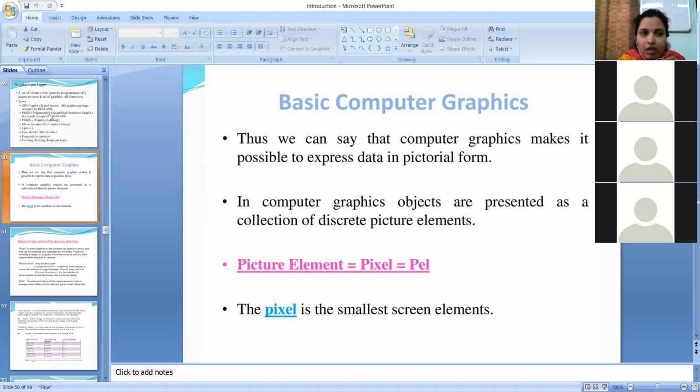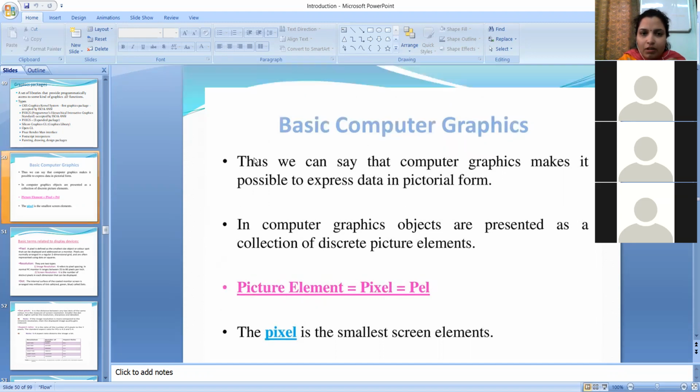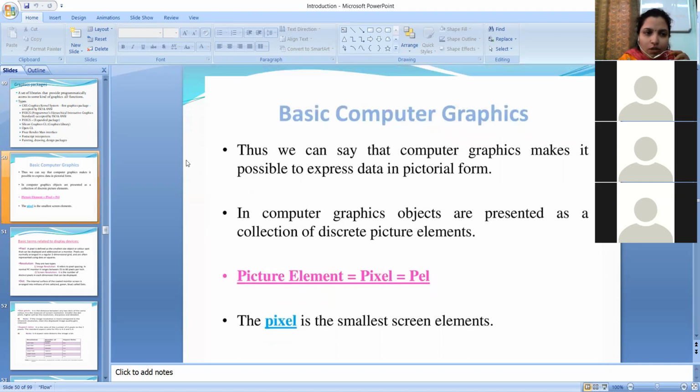Similarly, we have seen the applications of computer graphics. In that, we have seen the CAD application, that is computer aided design. Then we have seen how graphics is used for visualization. Then how it is used for entertainment, like making movies and animations. Then we have also seen medical applications like image processing, where computer graphics plays an important role.